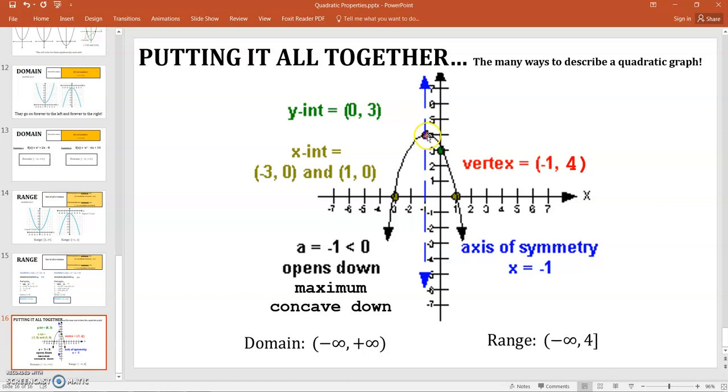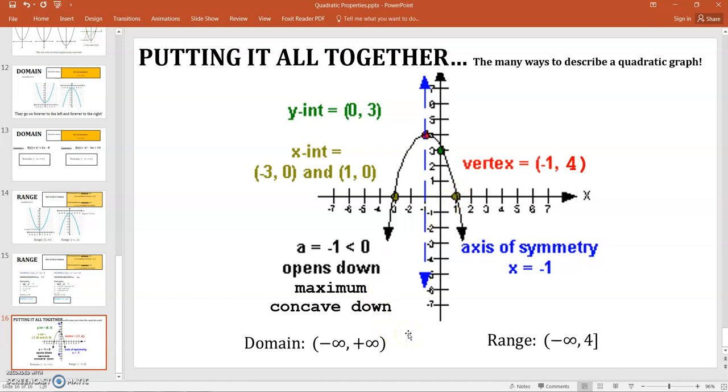Then we know that the axis of symmetry is x equals negative 1, because that line has to go right through that x coordinate. We know that this graph is opening down, so it's concave down and it has a maximum value. We know that it crosses the y-axis at 0, 3. We know that there are two x-intercepts because one is at negative 3, 0 and the other one is at 1, 0.